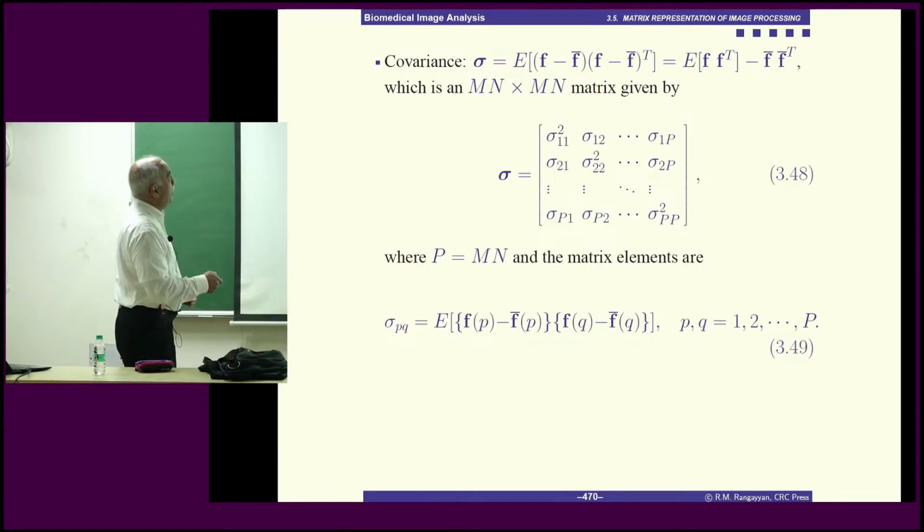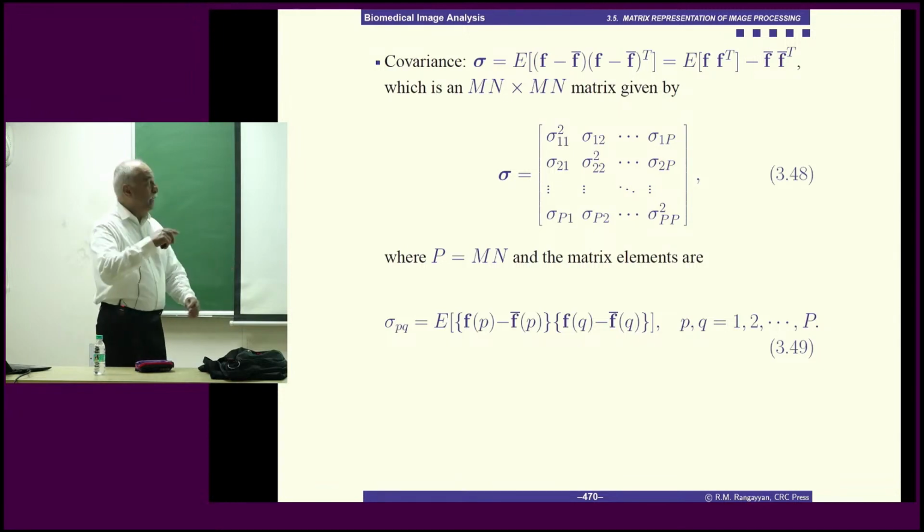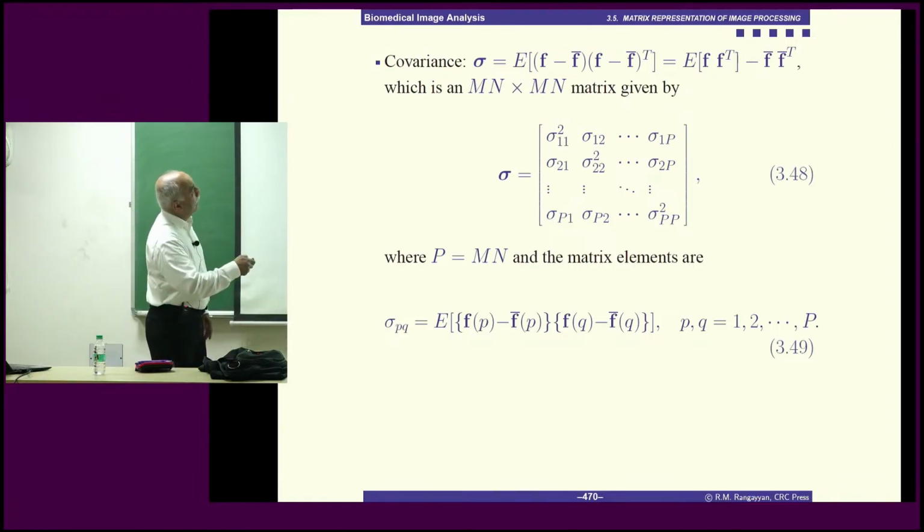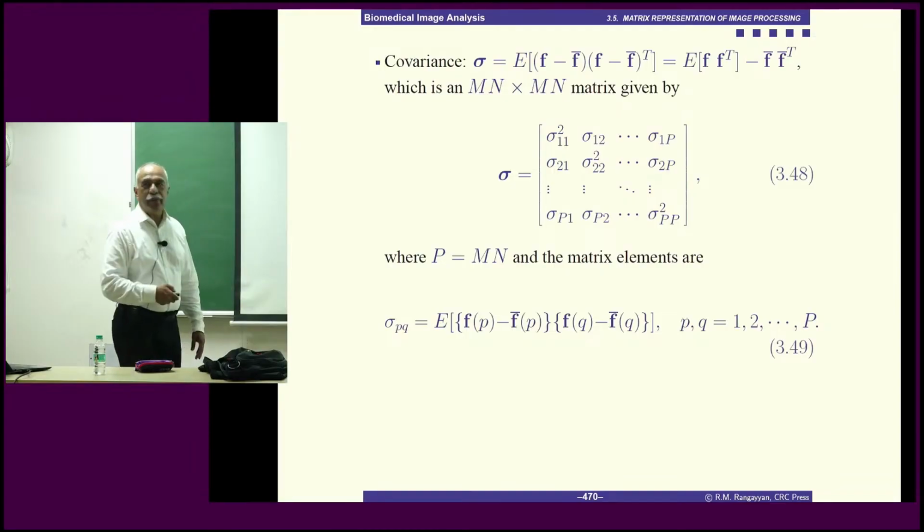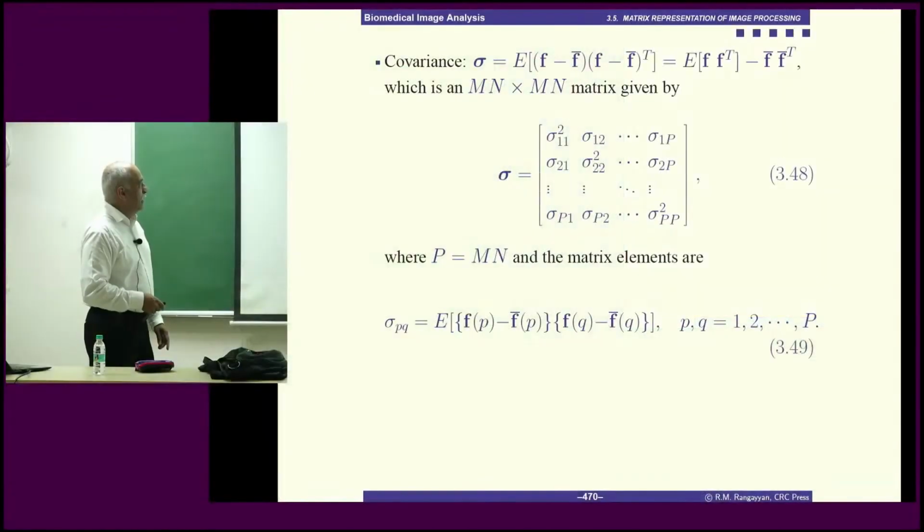So you have an mn by mn matrix. Along the diagonal, we have the variances of each pixel. And the other terms, sigma 1,2, sigma 2,1, sigma 1p, sigma p1, sigma p2, are the cross correlation or cross variance between various elements. So this way we get the cross terms. Sigma PQ is the expectation of (FP minus FP bar)(FQ minus FQ bar). That is two different pixels. So you get the cross relationships here.